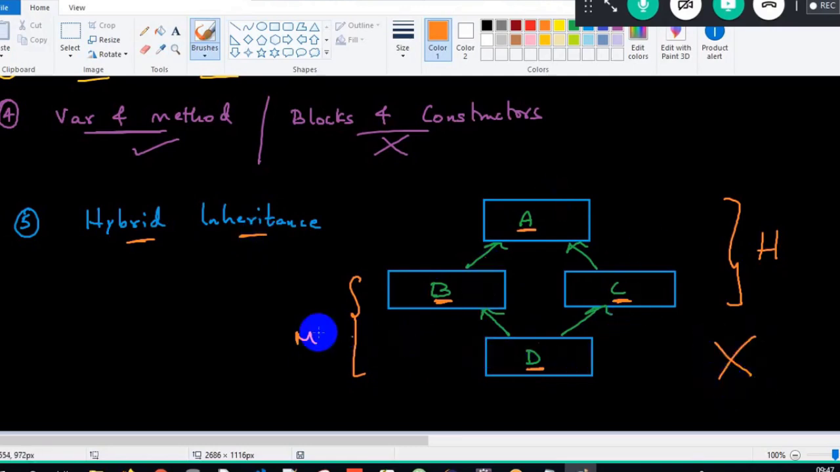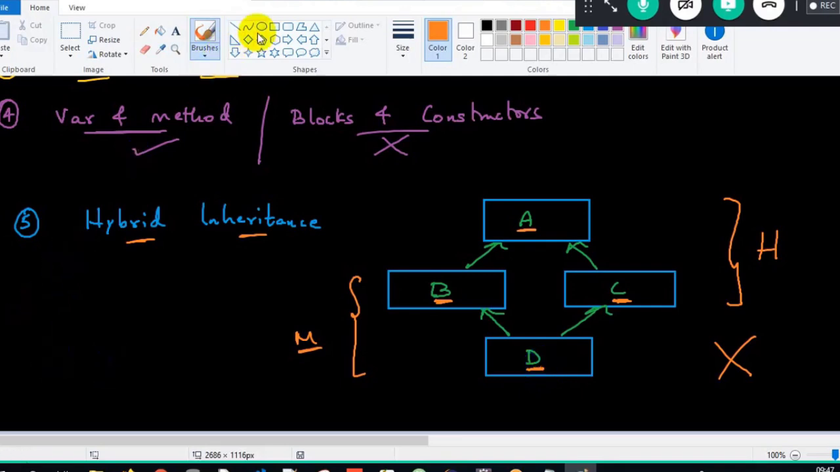Why? In this hierarchy, multiple inheritance is used, but multiple inheritance is not supported in Java here. Why? We will understand later. But multiple inheritance is not supported. Hybrid inheritance, if it makes use of multiple inheritance, then it is not possible. But hybrid inheritance is not supported completely, only up to some extent.